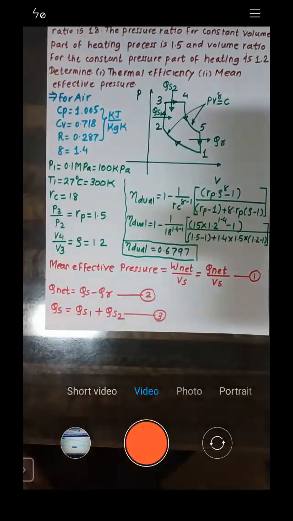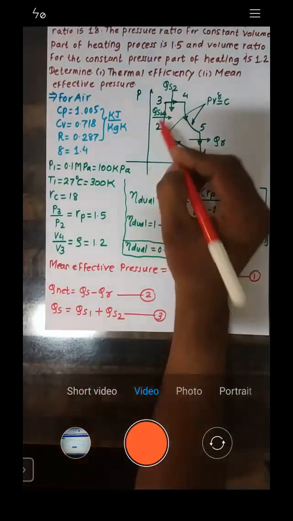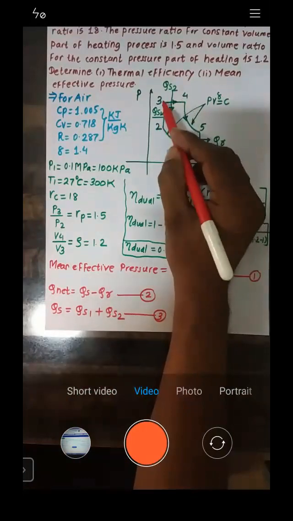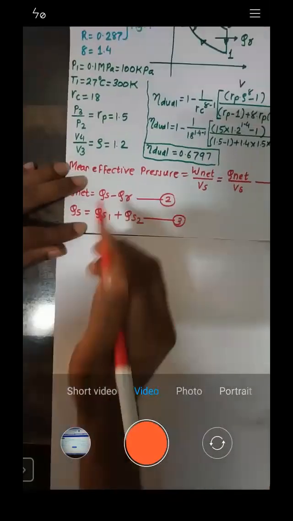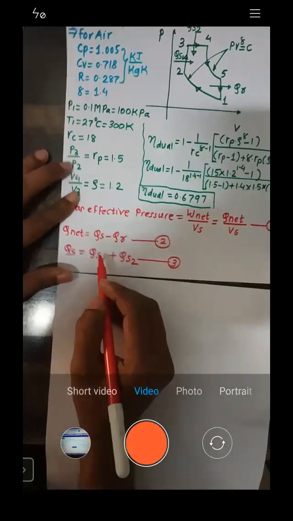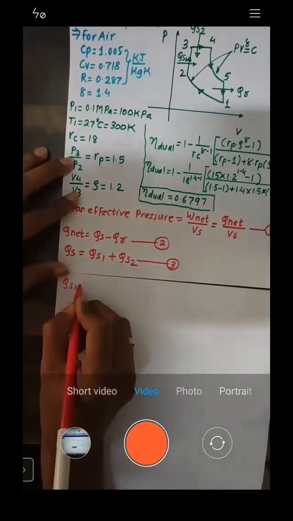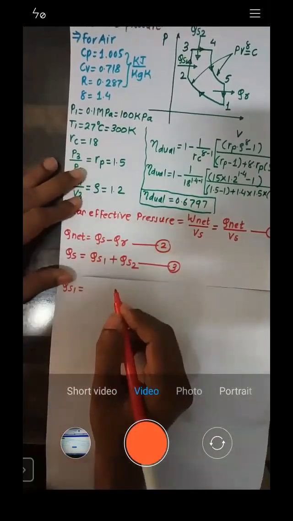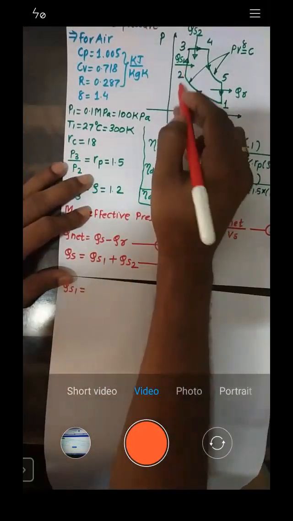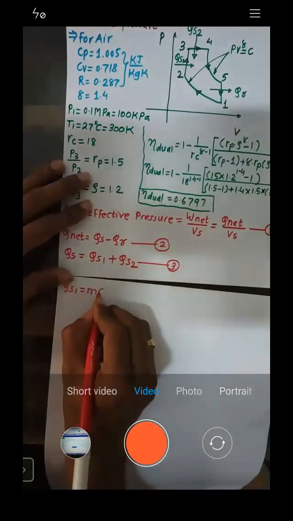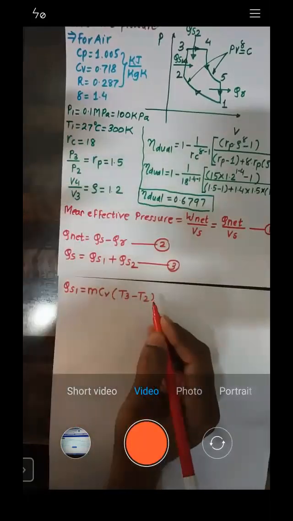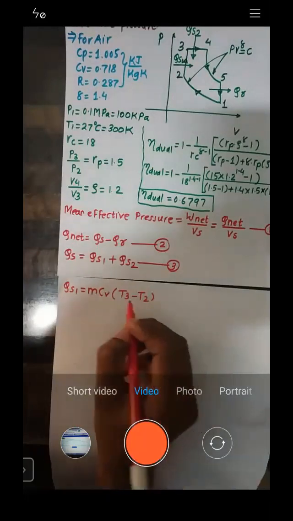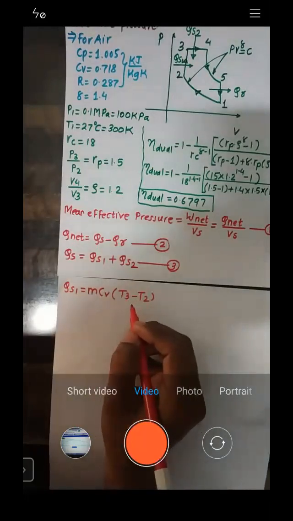See how we are going, all of you. If you need to calculate total heat supplied, it is during 2 to 3 plus during 3 to 4. Now how to calculate heat supplied during 2 to 3? The heat is supplied during a constant volume process, right? So it is M into CV into T3 minus T2. This is how we'll calculate.